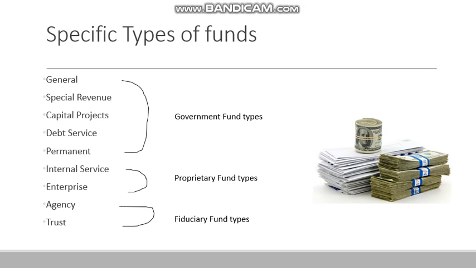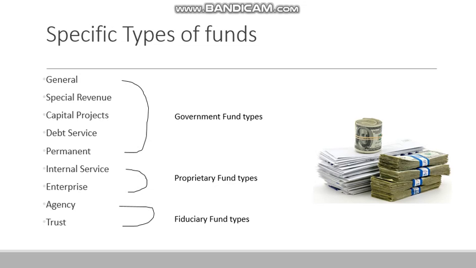So the first one is the general fund. There is only one general fund per entity, and it is used for normal standard transactions and just for the normal course of business. And then the special revenue fund is the second one. Each government entity will have several different special revenue funds. Like, for example, the city of Roseville would probably have one for parks, one for roads, one for parking lots, stuff like that.